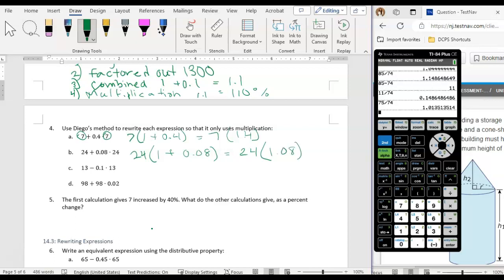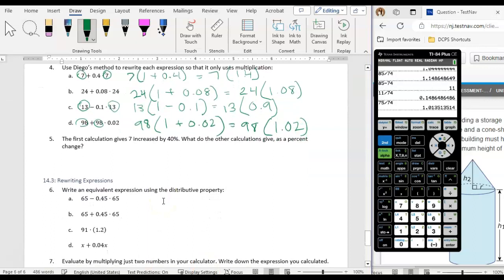Here we have 13 minus 0.1 times 13. Again, the thing we have in common for both terms is 13. So I'm going to factor out 13, and we'll have 1 minus 0.1, which is 13 times 0.9. Right, that 1 minus 0.1. So in these situations, we were gaining a percentage, but here we're losing a percent, and so we will have what's left. So if we take 10%, then 90% will be left. And then here we have 98. We are again increasing here, so we have 1 plus 0.02, or 98 times 1.02.